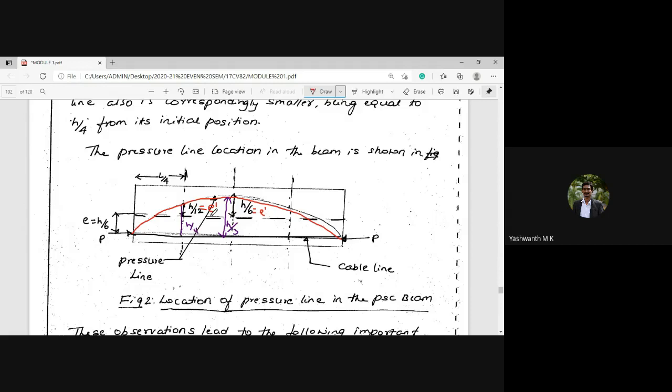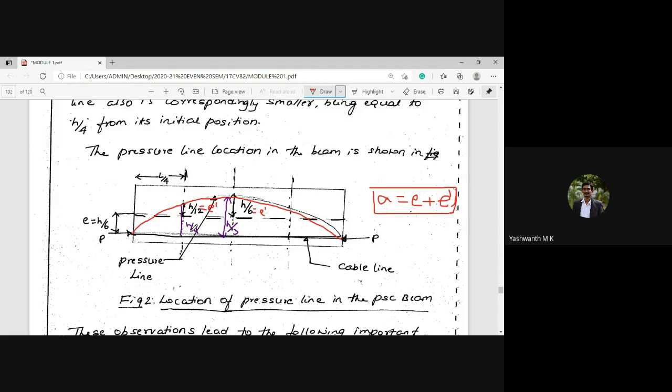So like this, we need to locate the pressure line, and this will be the distance at quarter span, or the total distance, which comprises the eccentricity plus the shift of pressure line distance. So let me notate the distance as A, which is equal to E plus E dash. This will be the distance we need to calculate while analyzing the problem. So this total distance is called A.